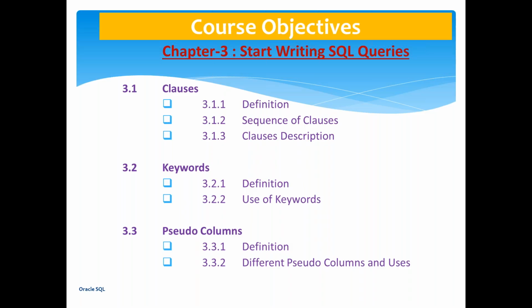What is the sequence? Whenever we write any query, what sequence do we have to follow? The first one is one clause, second, what do we have to write, third, what do we have to write. Those sequences need to be followed. It cannot be exchanged. It is compulsory that we follow the same sequence only. Then we cover the uses: in which case, what type of clause needs to be used.